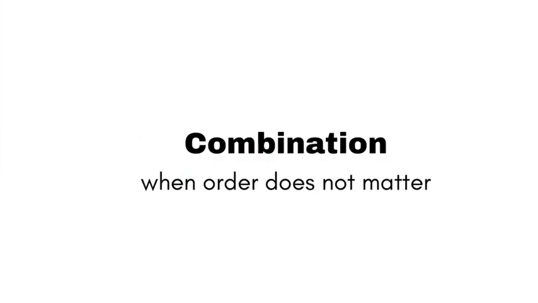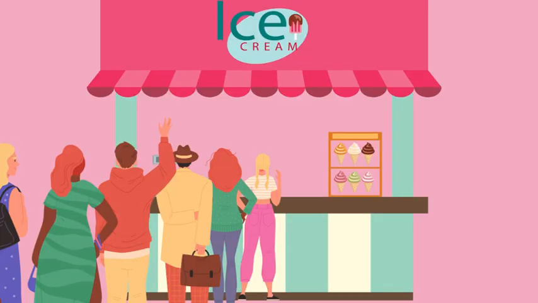Combination, when order does not matter. Example, you are trying to pick out ice cream toppings. It doesn't matter what you put first, since it will all be mixed and be eaten by you eventually. So let's answer the question.